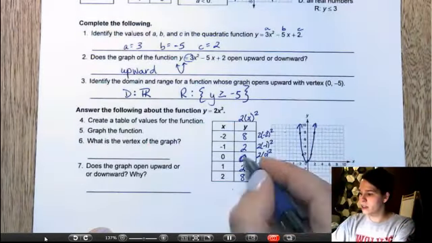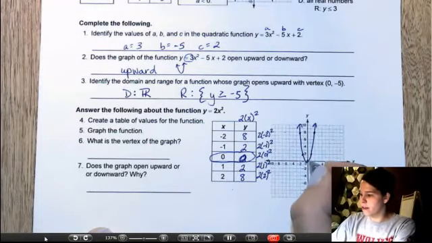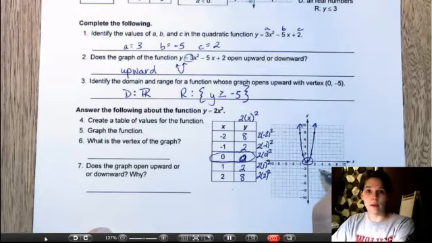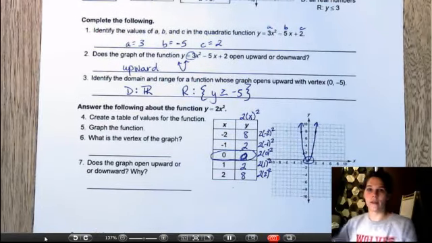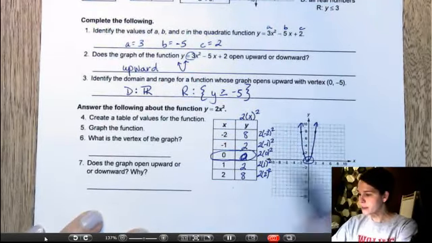The vertex you can get either right here from the graph or from the table. So the bottommost or topmost point, where things mirror off of it, is 0, 0.